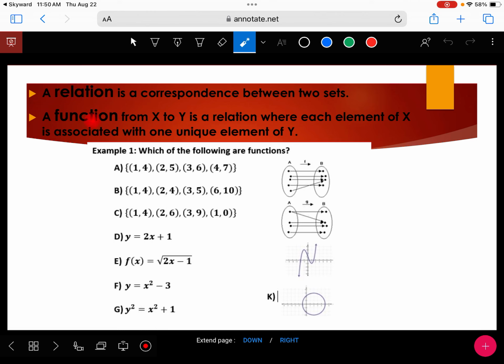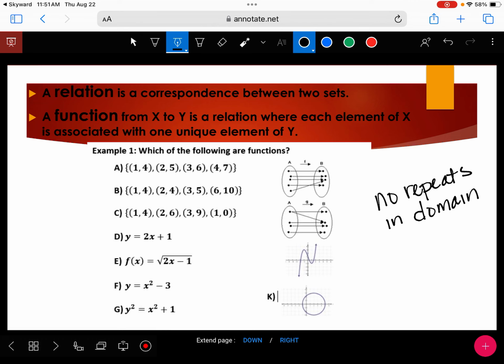If you don't remember the definition, after you glue it down, you can go ahead and copy this down. This definition, that's a good definition. But my definition is no repeats in X. That's really what a function is. So that's the first thing in this next unit, is determining if it is a function, and then stating why it is or is not a function. So I'll give you a minute to glue that down, and then we will continue through that.